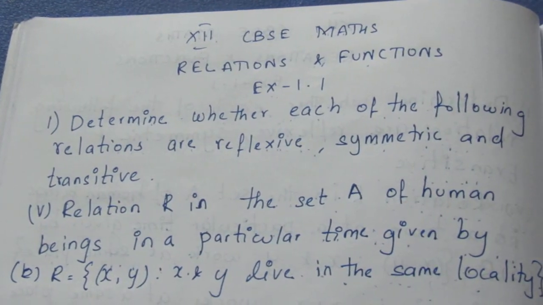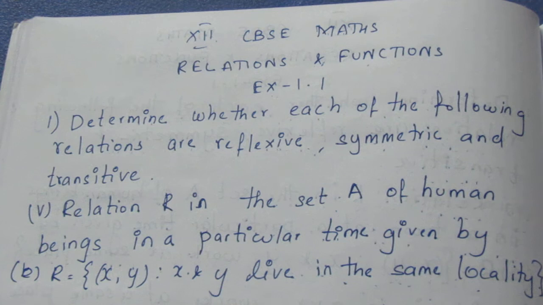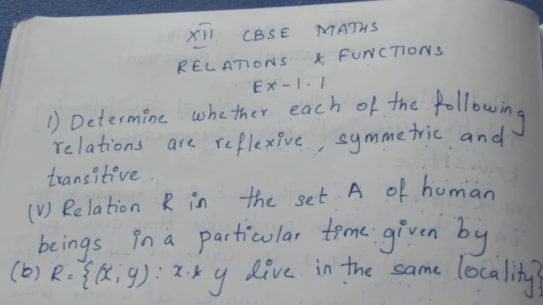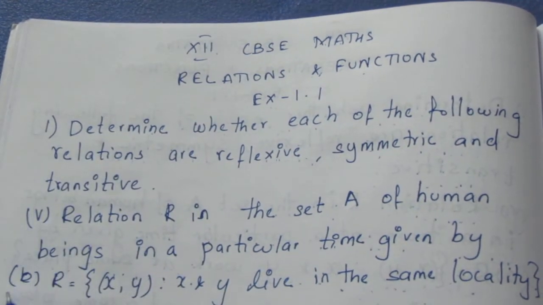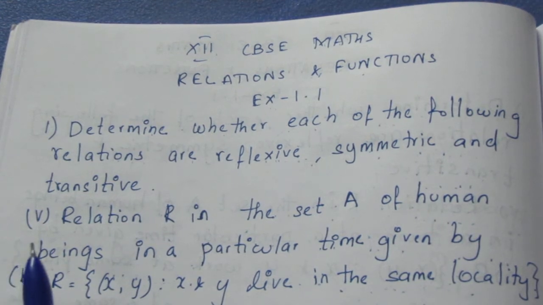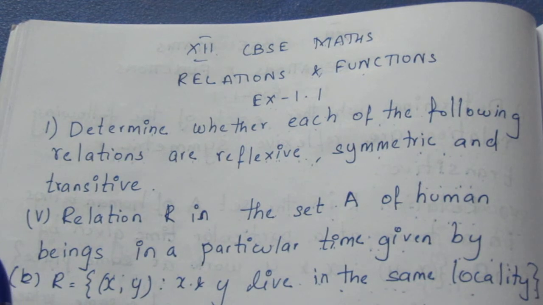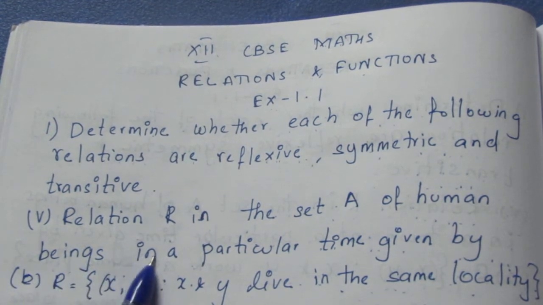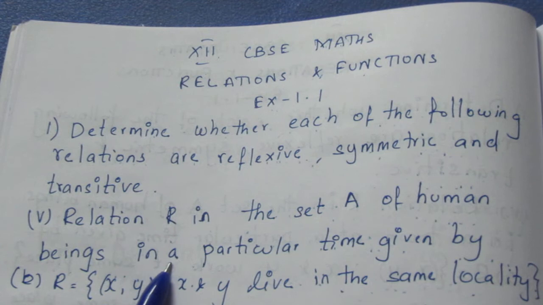Today we are going to see Class 12 CBSE Maths Relations and Functions, Exercise 1.1. In that, the first sum, fifth Roman letter b, we are going to see in this video. Let's see the question. Determine whether each of the following relations is reflexive, symmetric and transitive. So we want to prove whether it is reflexive, symmetric or transitive.